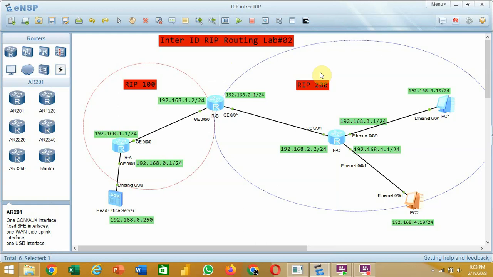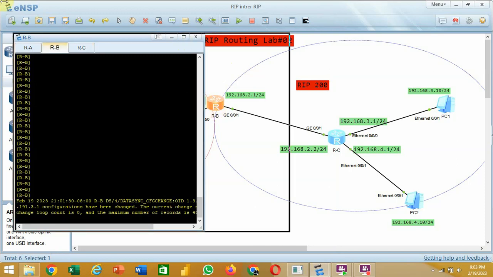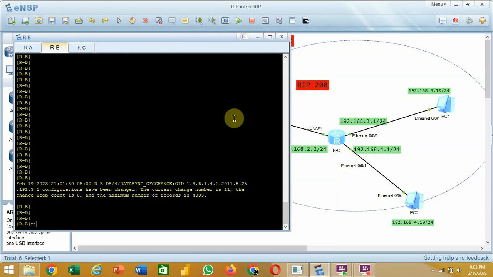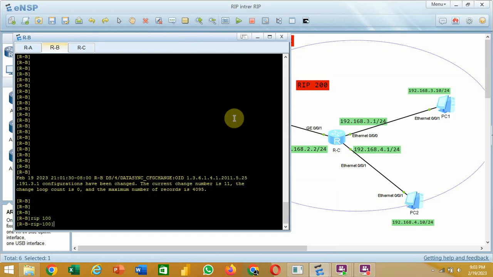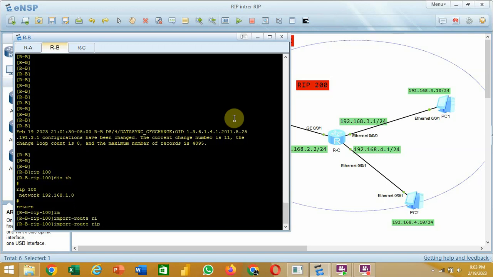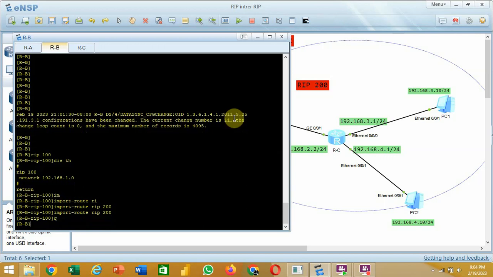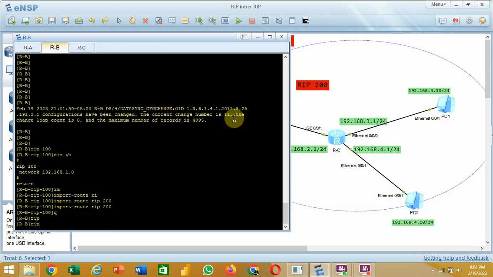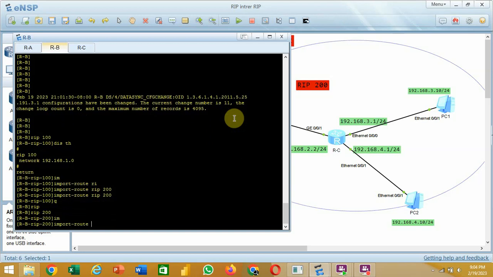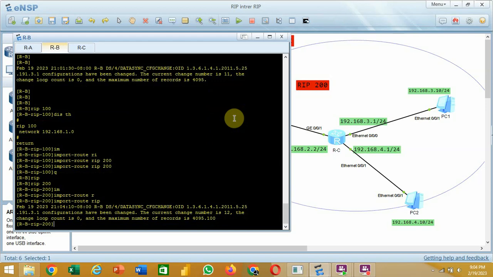We complete our first step, but our main task was communication between the client PCs and the head office server. So for this, we have to import the routes of the two RIP processes into each other. There are two RIP processes. First is RIP process 100. We have to import the RIP route of 200 into this RIP 100, and the same we do in RIP 200: import route RIP 100.